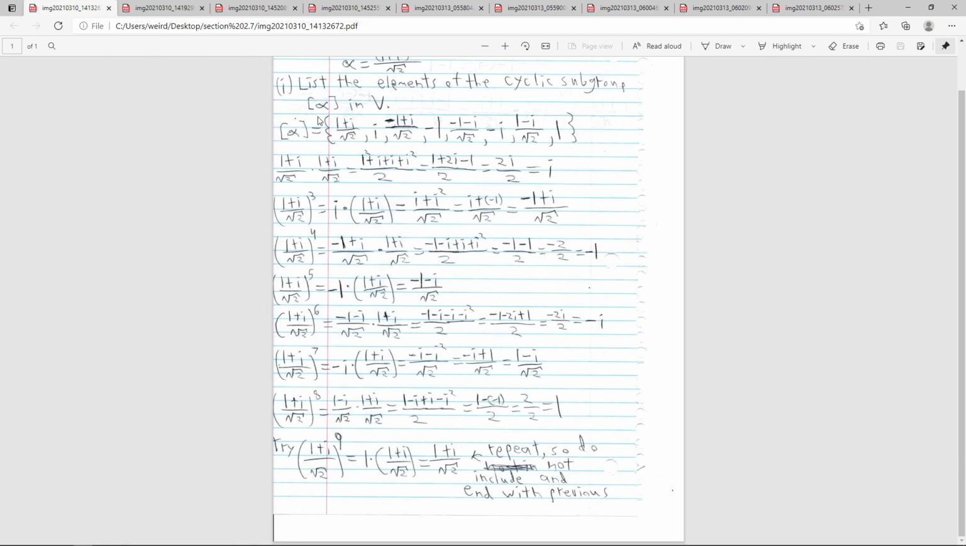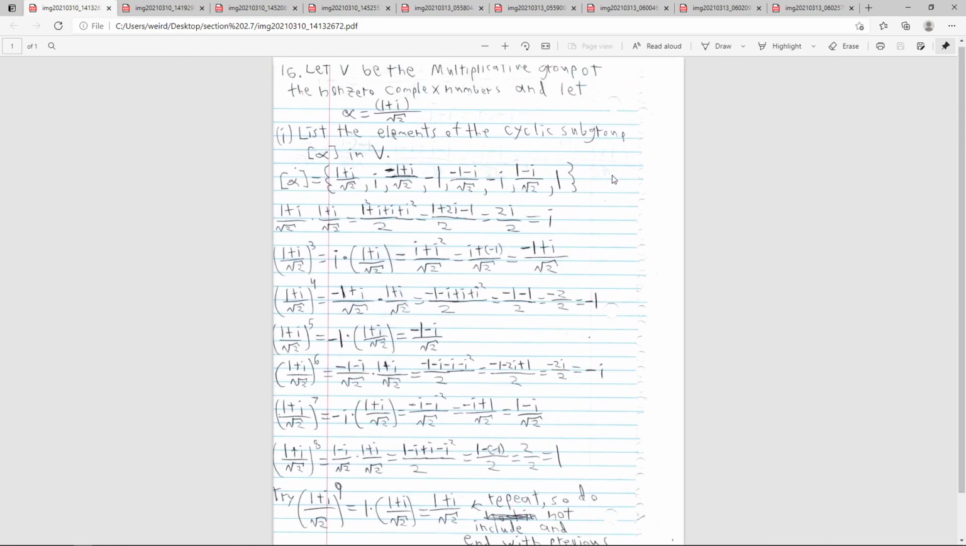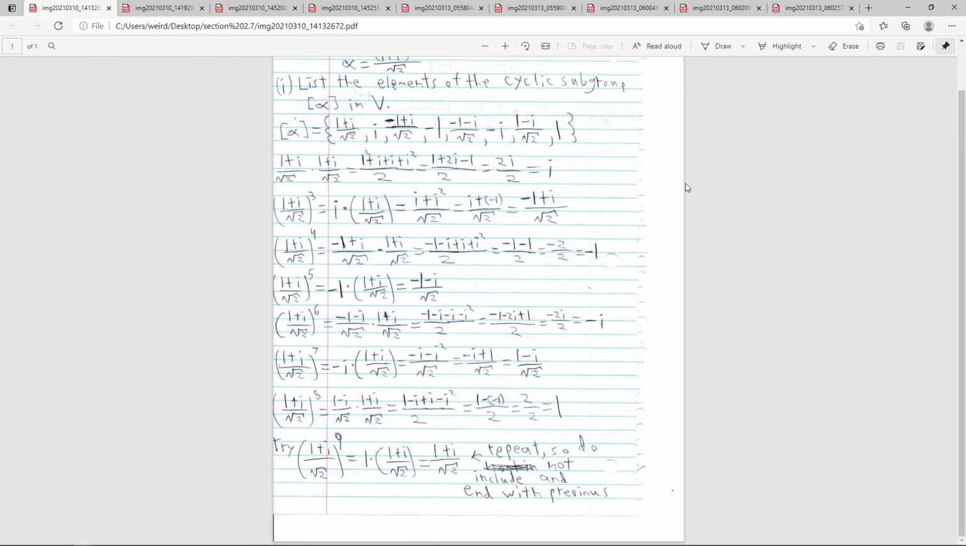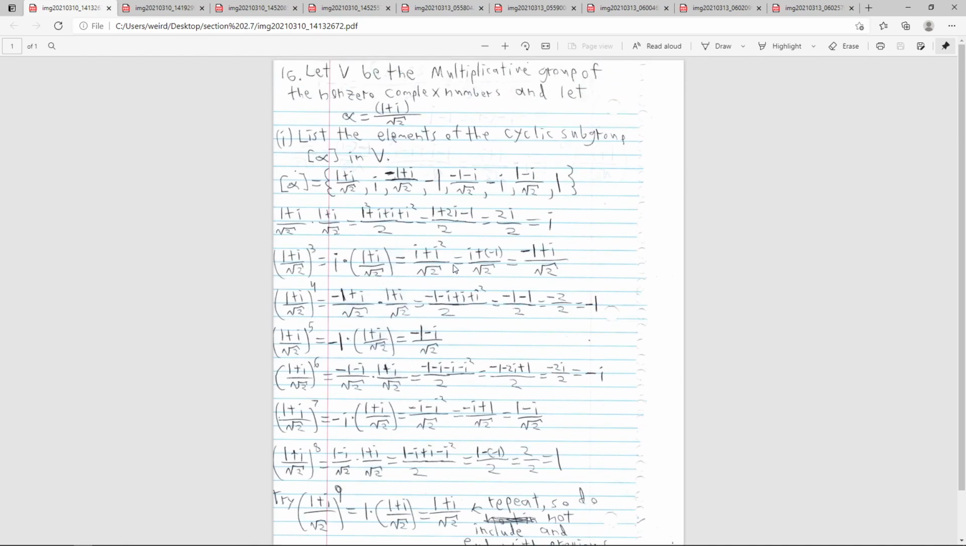I wrote it all down here and showed my work, but you can do this by converting to polar coordinates, which I'll show in a little bit. But first, let's do it another way, just as is, because (1 plus i) divided by the square root of 2 is still not a hard number. It's not the worst complex number. It's probably one of the easy ones to work with when doing a lot of multiplying together.